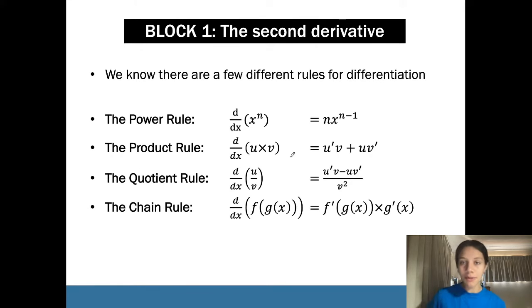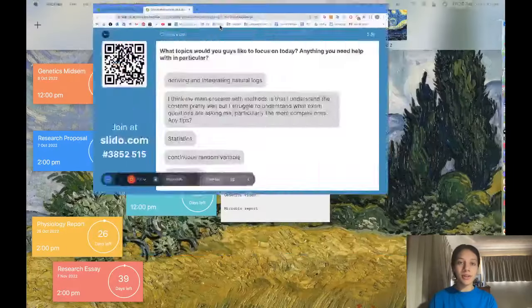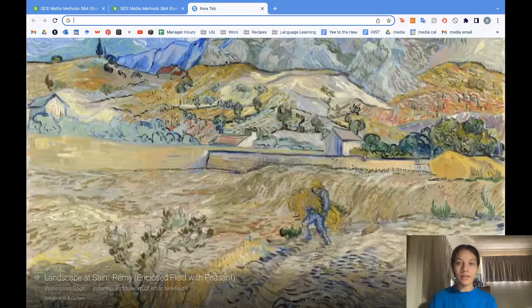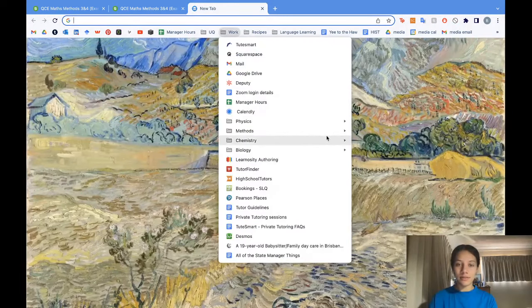Alright, so again, a couple rules for differentiation. We've got our power rule, our most basic differentiation rule, then we have our product rule, quotient rule, and also the chain rule. So there are a few different ways of representing it here, and hopefully you're familiar with the formula book that you'll be provided. So if anyone doesn't know what that looks like, that will be here.